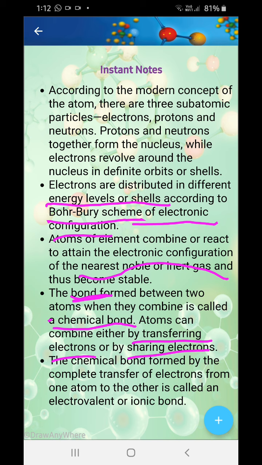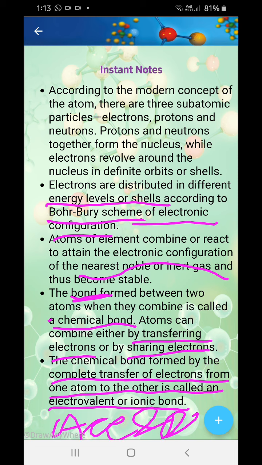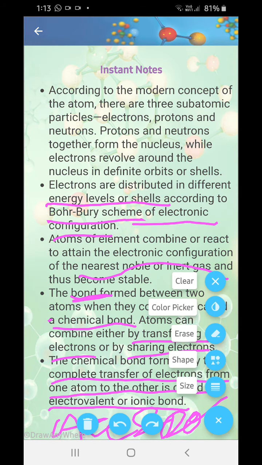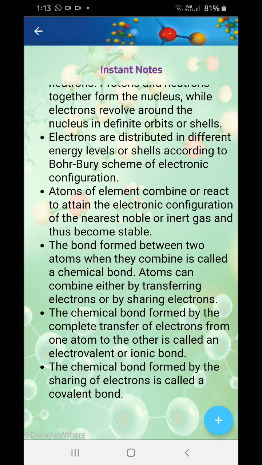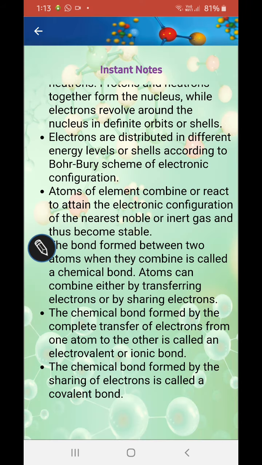The chemical bond formed by the complete transfer of electrons from one atom to another is called an electrovalent or ionic bond. So with complete transfer, they are accepting or donating, they are not sharing. Either they give away or they take. Now, the chemical bond formed by sharing of electrons, where both of them are sharing the same part, is known as a covalent bond.